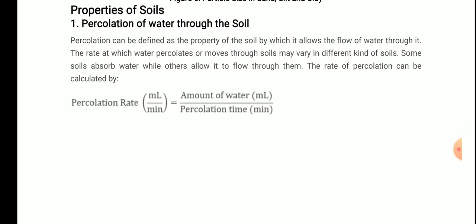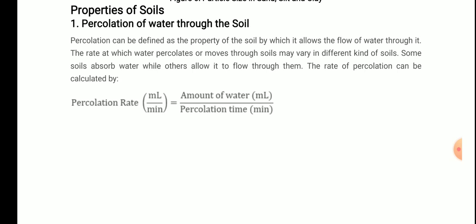Now the next topic that we are going to start in the chapter soil is properties of soils. Okay, there are some important properties that describe the soil of a particular place. We will be discussing them one by one. So the first one is percolation of water through the soil.